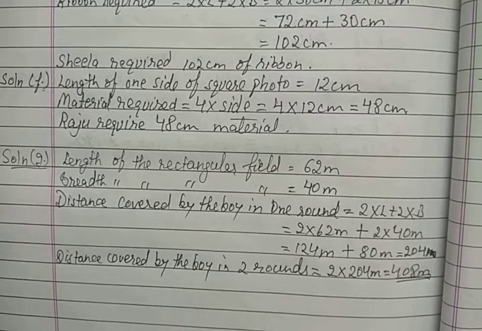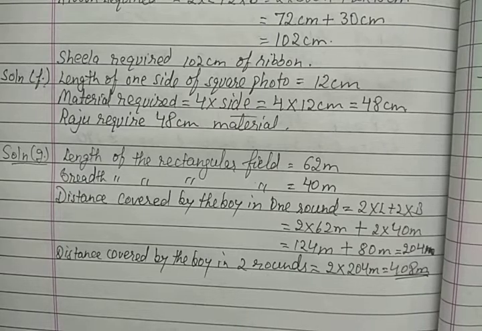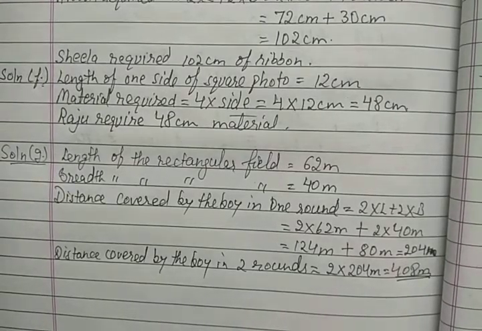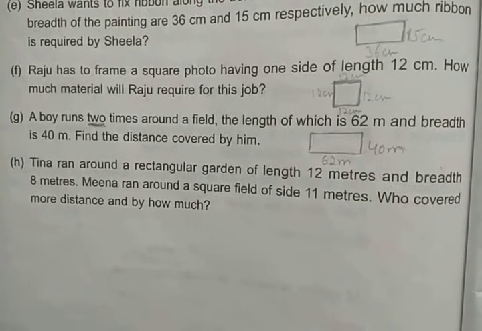So you can say that the distance covered by the boy is equal to 408 meters. सो 2 राउंड्स में 2 टाइम्स रन किया था, इसलिए 2 टाइम्स हमने उसका पेरीमीटर फाइंड आउट किया.